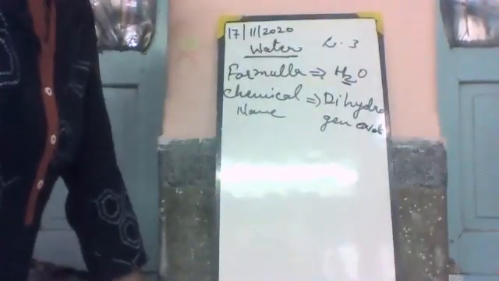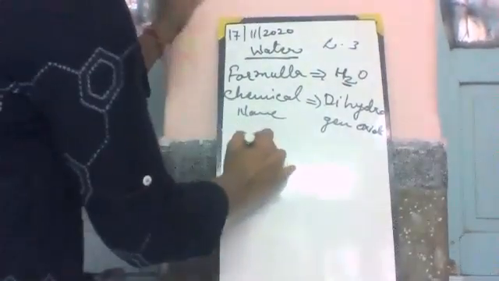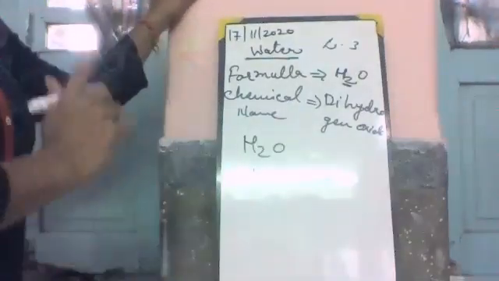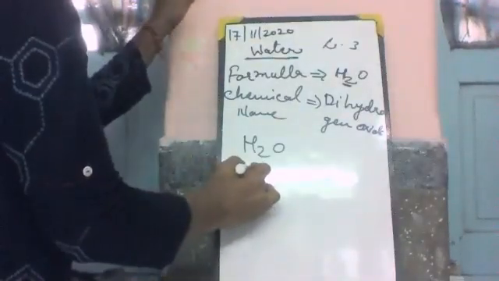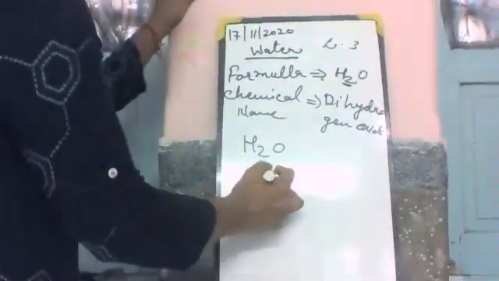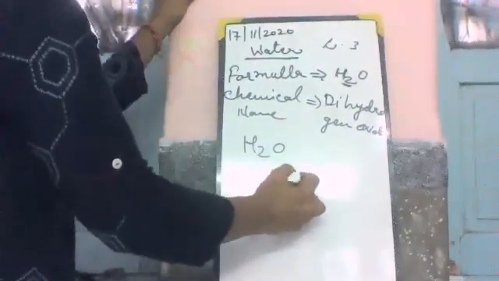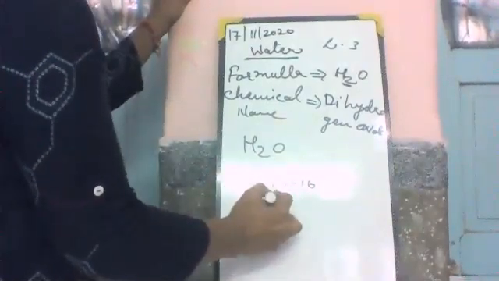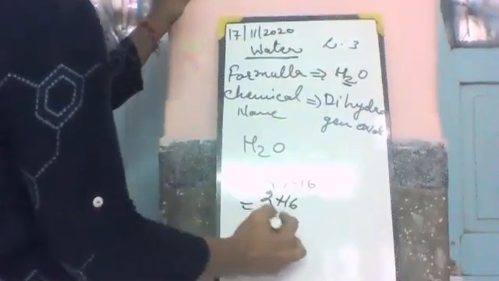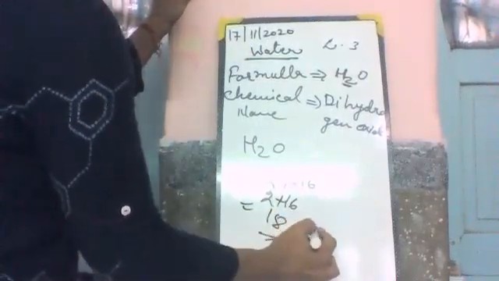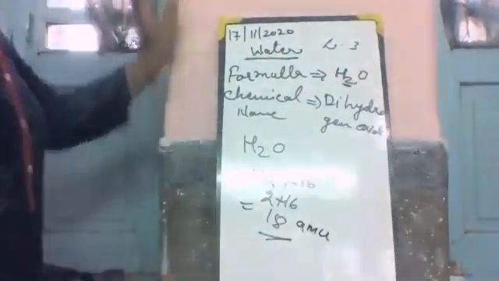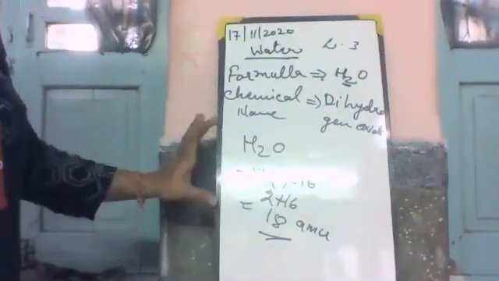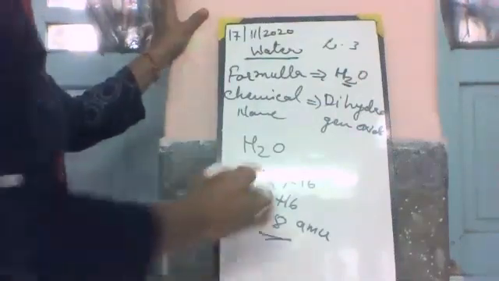Now, what is molecular mass? How can we find out the molecular mass? The atomic mass of hydrogen is 1 and there are 2 atoms, so 2 atoms of hydrogen are multiplied by 2, and the atomic mass of oxygen is 16. So the molecular mass of water is 18 atomic mass unit. This is the molecular mass.